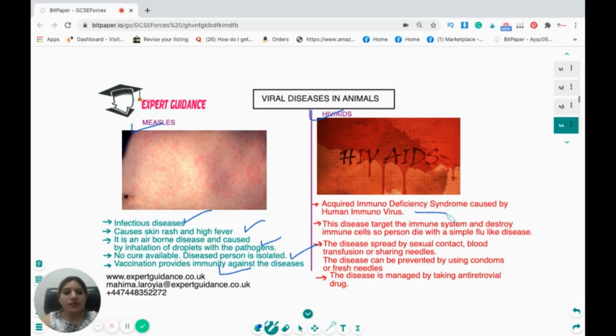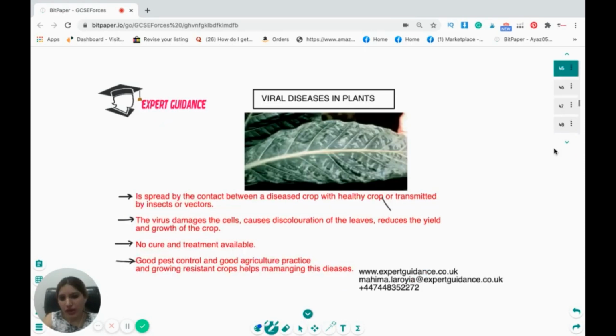This disease targets the person's immune cells and destroys them, so a person with AIDS can even die with a simple flu. AIDS is spread by sexual contact, blood transfusion, or sharing needles, and it can be prevented by using condoms, contraceptives, or fresh needles. The disease is managed by taking antiretroviral drugs.